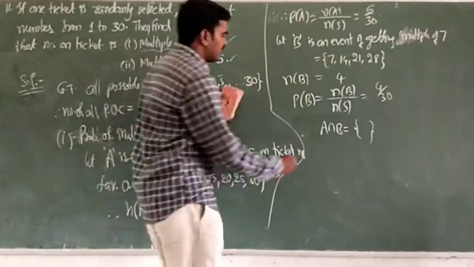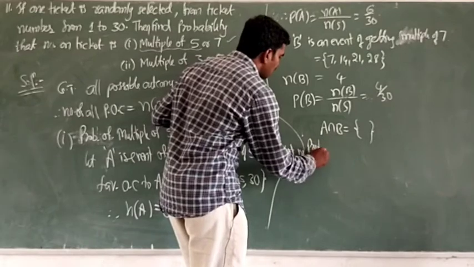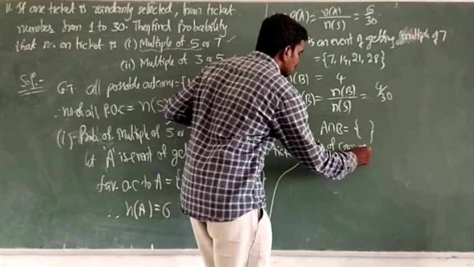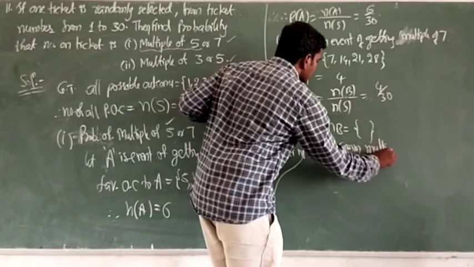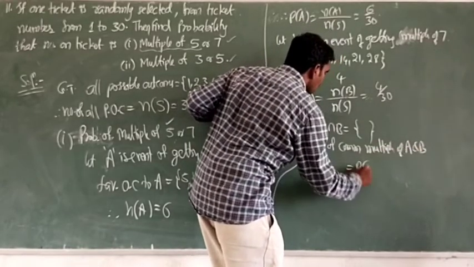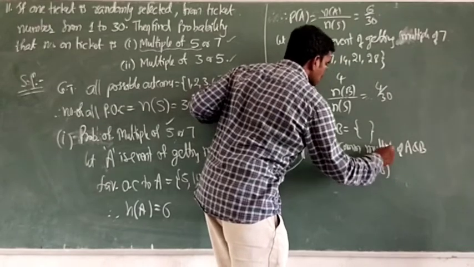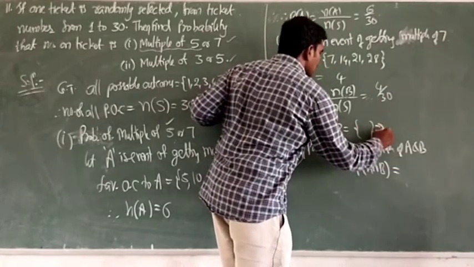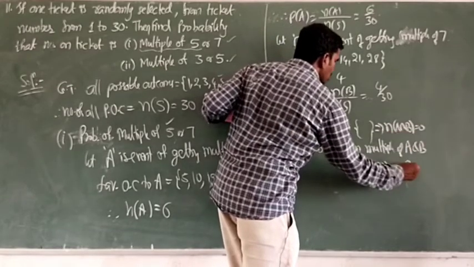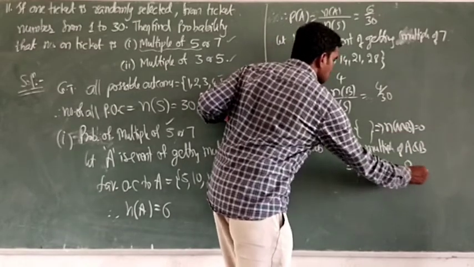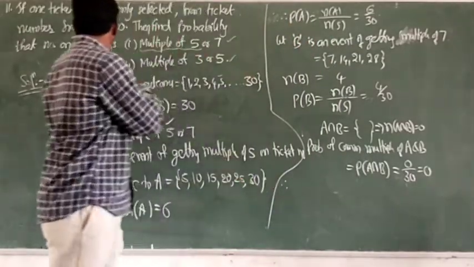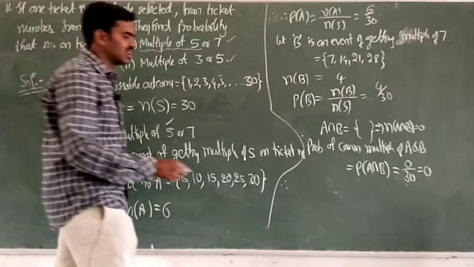Okay. So therefore probability of common multiples of A and B is P of A intersection B. How many are there? That implies n of A intersection B is 0. So 0 by 30 means 0. So therefore now solution, probability of multiple of 5 or 7.